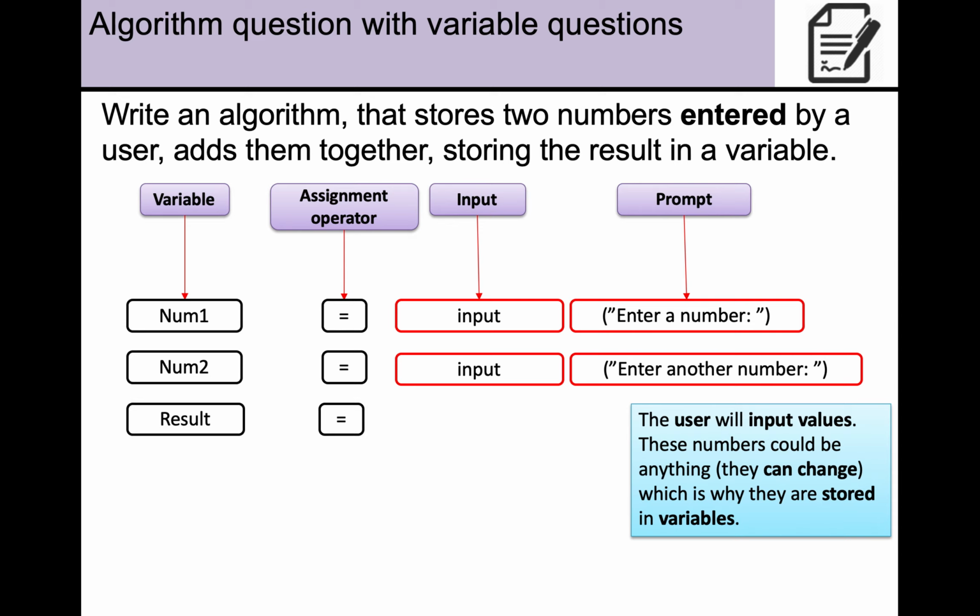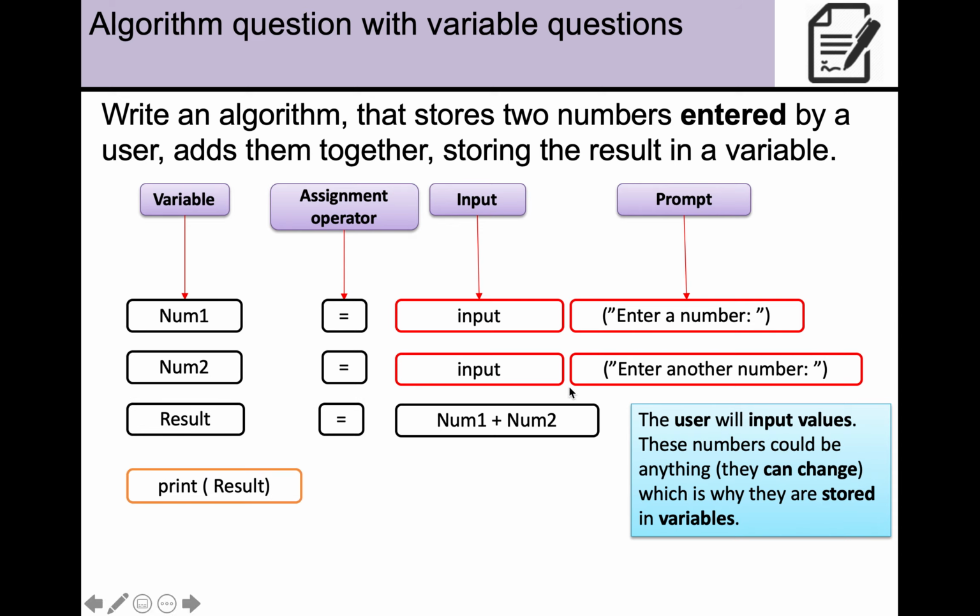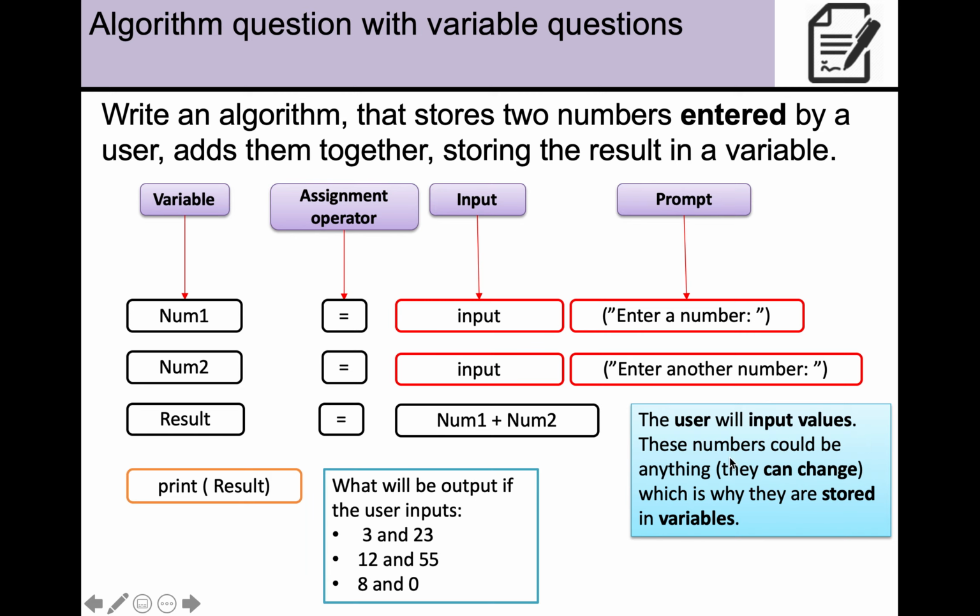Finally, we have the result. And we are going to add num1 and num2 and display the result. So let's take a look at an example. What will be output? What will be printed if the user inputs 3 and 23? So these are separate scenarios, and we're going to trace the algorithm here.